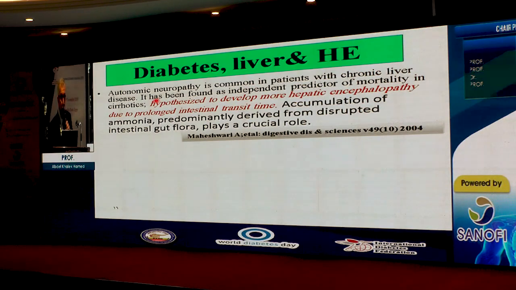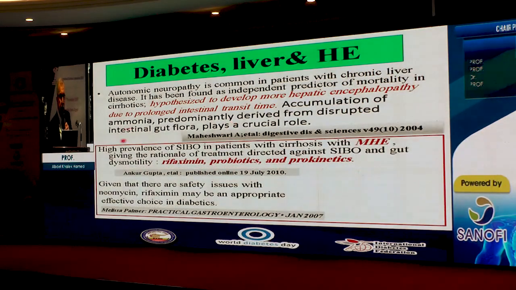وجود الاوتونوميك نيوروباثي بيعمل ايه؟ بيعمل intestinal dysmotility ويبتدي يبقى فيه dysfunction للغت microbiota و accumulation of ammonia predominantly derived من disrupted intestinal gut flora plays crucial role. The high prevalence of small intestinal bacterial overgrowth in patients with cirrhosis with minimal hepatic encephalopathy.